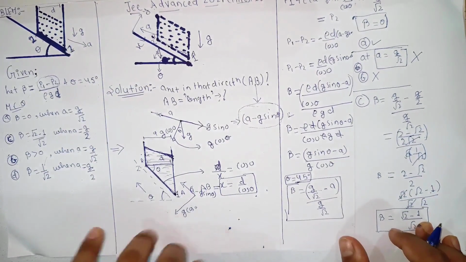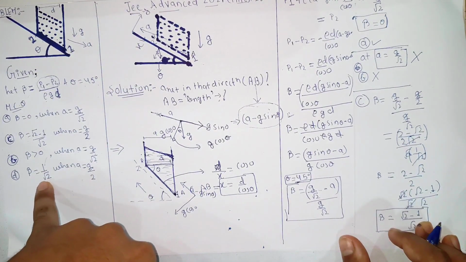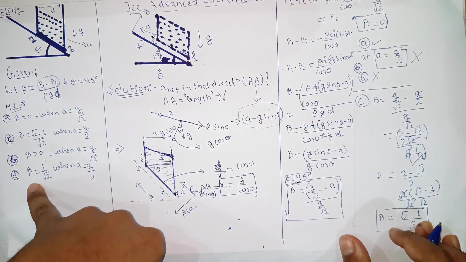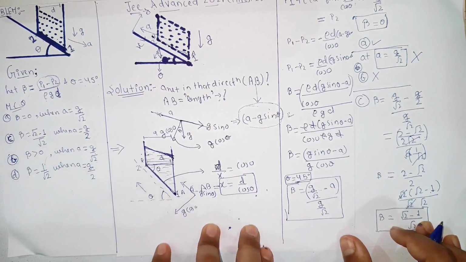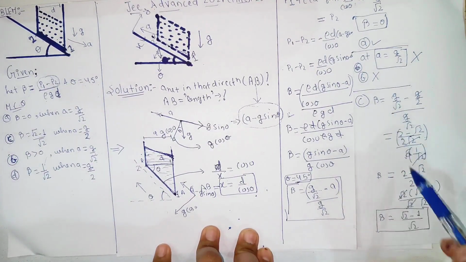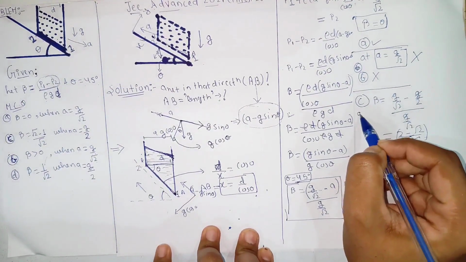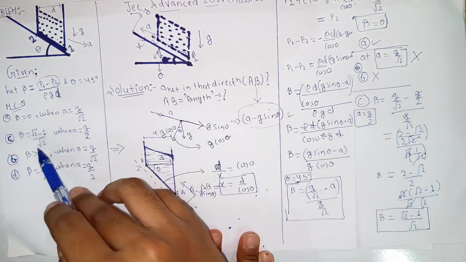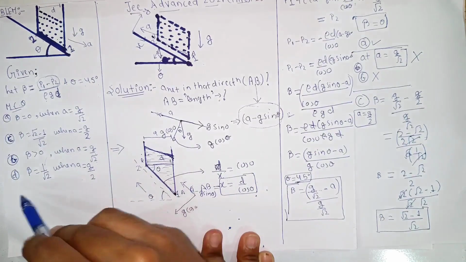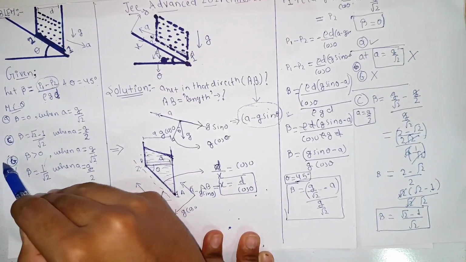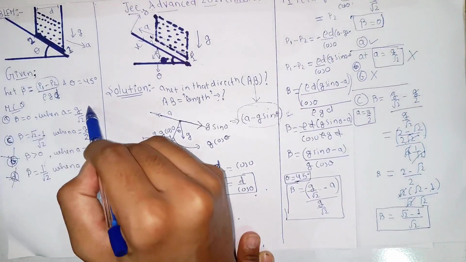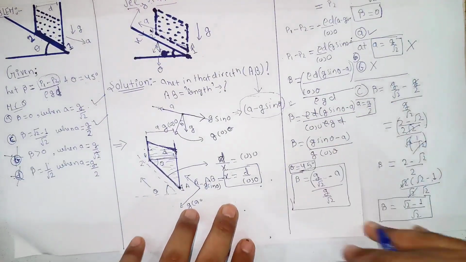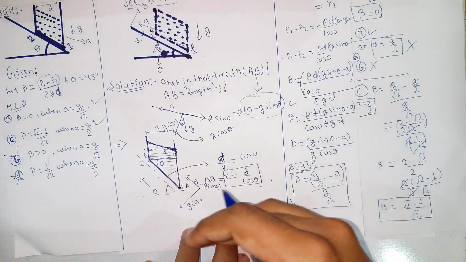Now similarly try to see D as well. At a equals g by 2, they are saying that beta will be 1 by root 2, but we have already evaluated in C that at a equals g by 2, beta must be root 2 minus 1 divided by root 2. So this option D is wrong, option B is wrong, and option A and option C are correct. I hope this whole situation is clear.